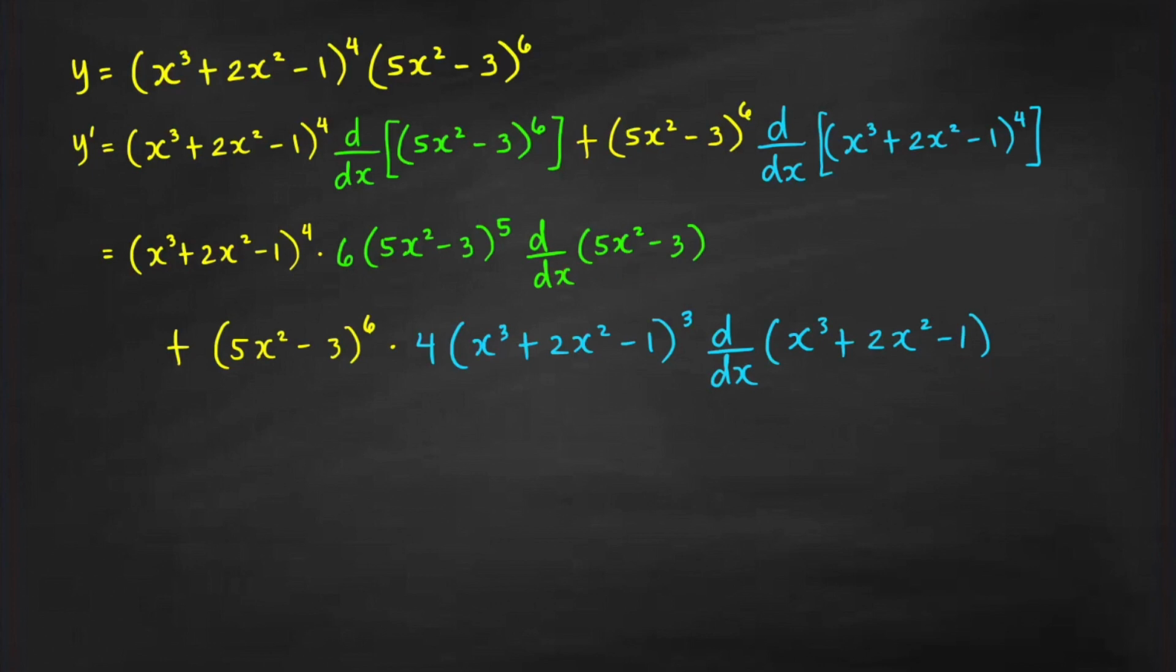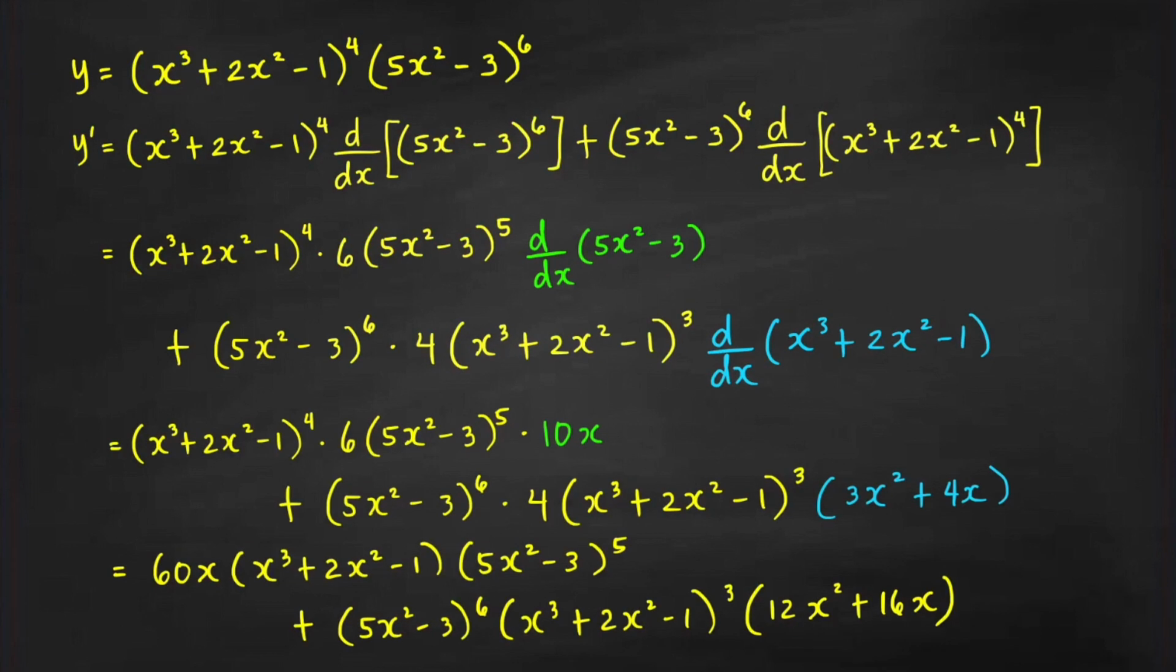Now, these are just polynomials, so it's very easy to compute the derivative. So the derivative of 5x squared is 10x, and the derivative of 3 is 0. So that will be 10x. And the derivative of x cubed is 3x squared plus derivative of 2x squared is 4x, and then minus derivative of 1, which is equal to 0. And we may write our answer this way, so we just multiply this 6 and 10x, we'll get here 60x. And this 4 here, we can multiply it to this factor, we'll get 12x squared plus 16x.